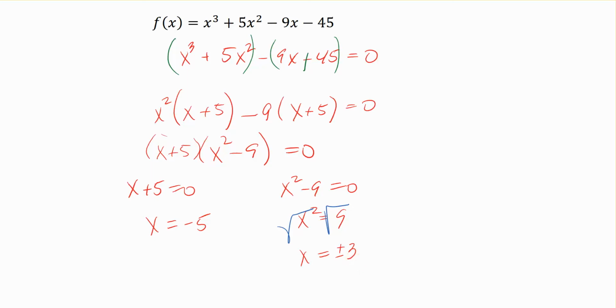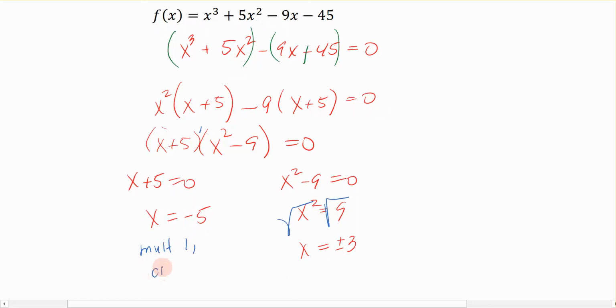Going back to this factor for x is negative 5. This is the factor for x is equal to negative 5. What's the multiplicity on this set of parentheses? This factor is raised to the first power. Anytime I'm looking at multiplicity, if I have an odd exponent, so the multiplicity is 1, and therefore this crosses at negative 5.